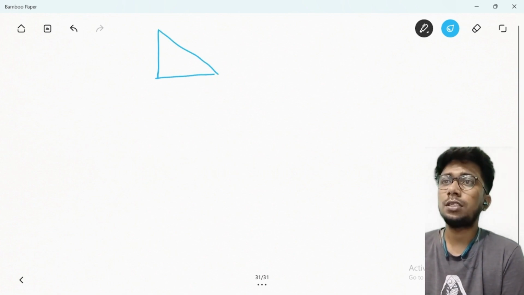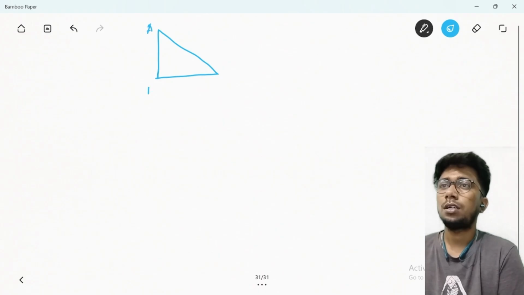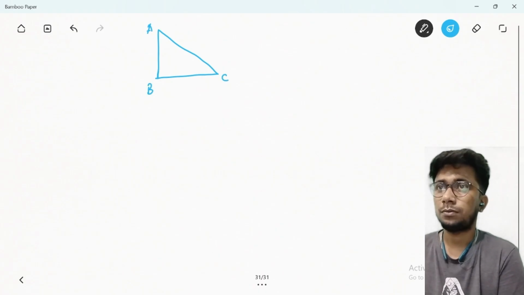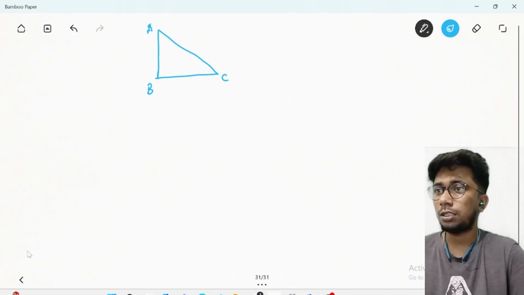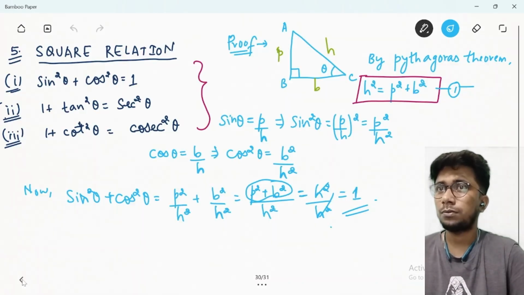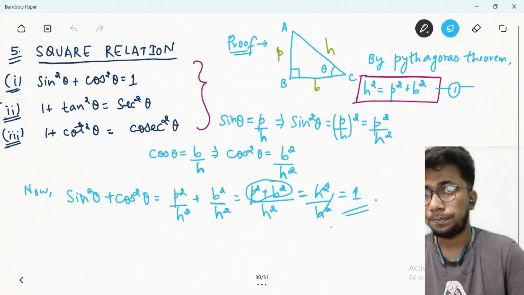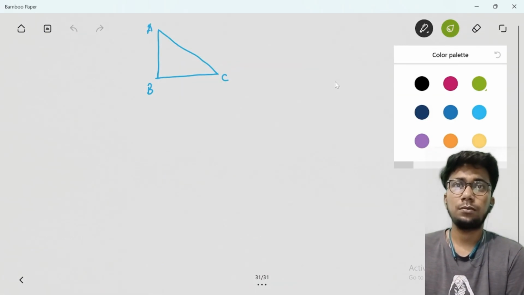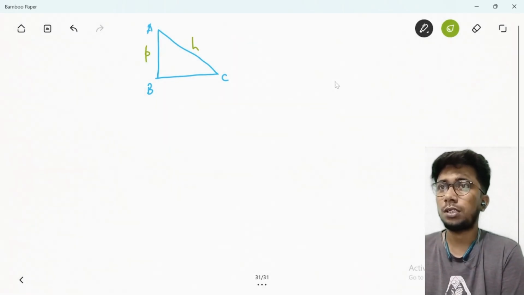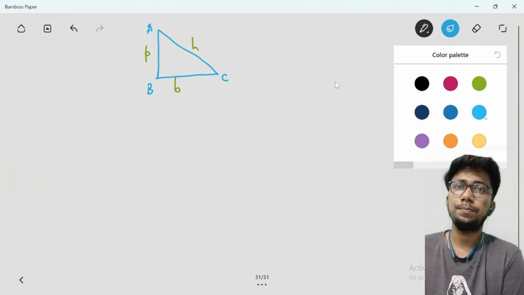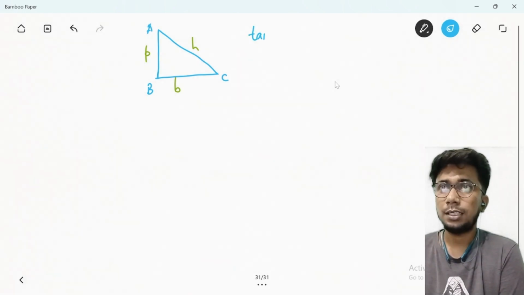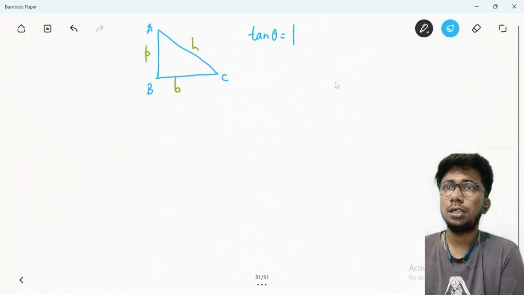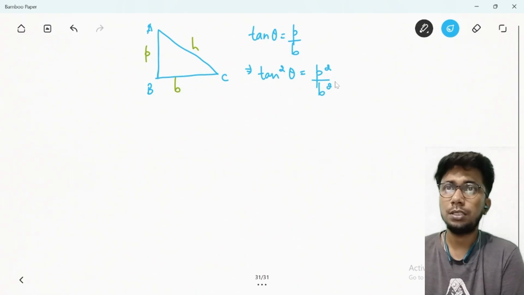Let's consider this triangle again, ABC. यहाँ मैंने orientation क्या लिया था triangle का? हाँ, fine. It is same. This was our perpendicular, this was our hypotenuse, and this was our base. Alright. Now what is tan theta? Tan theta is nothing but p upon b. This implies what is tan square theta? It is nothing but p square upon b square.